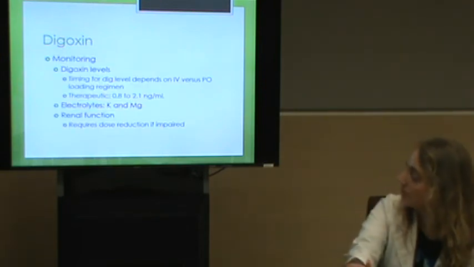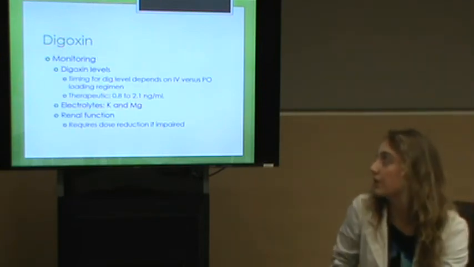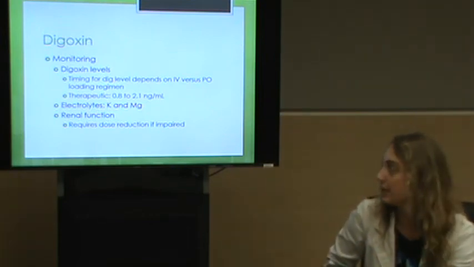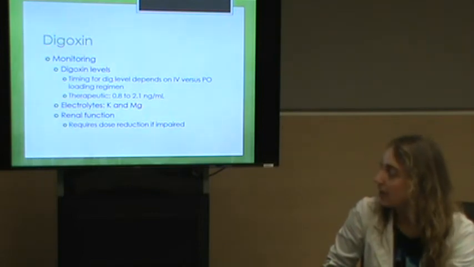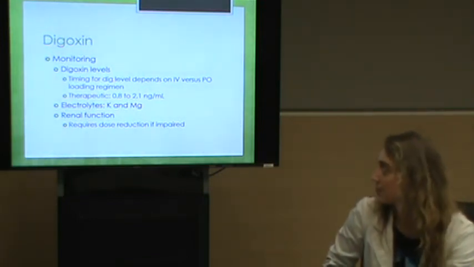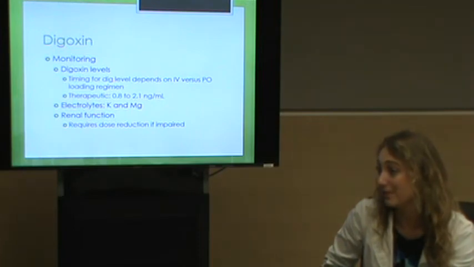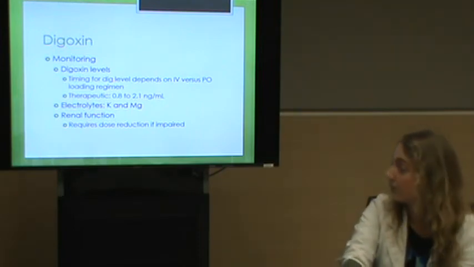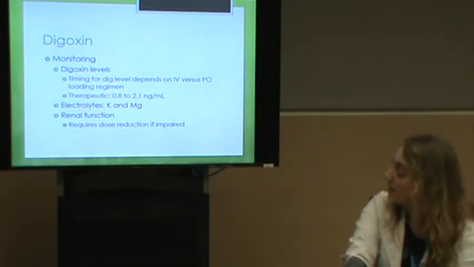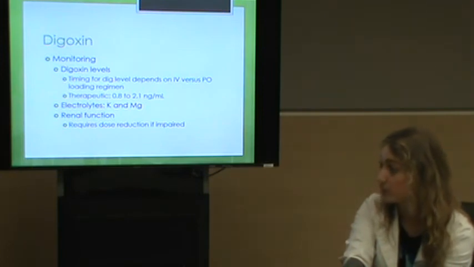In terms of monitoring, when you order a digoxin level depends on whether you did the fast IV loading or if you're doing a slow PO route. If you do the IV load, you can check the digoxin level about 12 hours after that third loading dose, as opposed to having to wait 5 to 7 days if they do the slower PO option. Therapeutic range is 0.8 to 2.1. It's important to monitor the electrolytes, specifically potassium and magnesium, as those will need to be replaced.